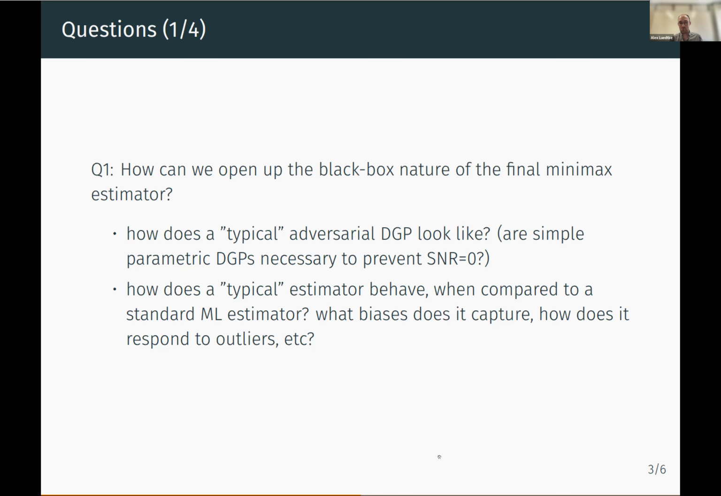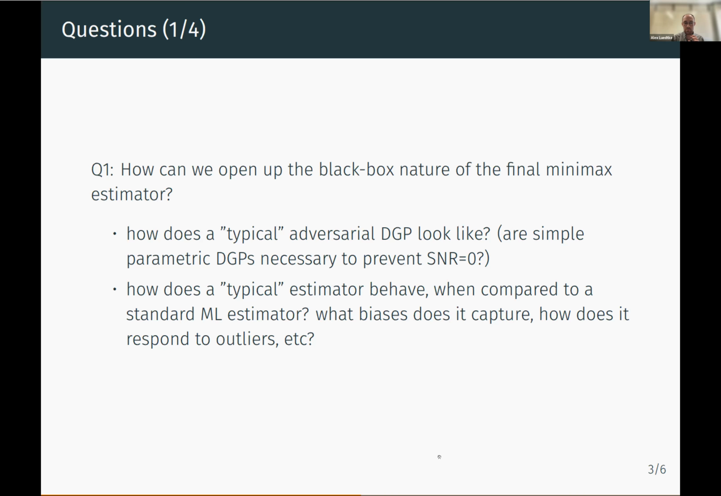And that's really a common problem in these settings, right? Choosing the right objective function is critical. So it's something I think we need to think more about. And then in terms of how a typical estimator behaves, I think this is a big open question.